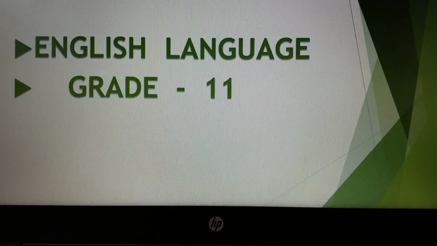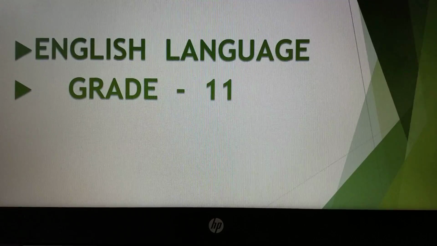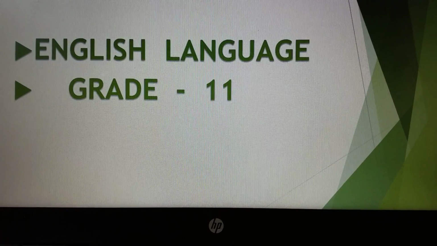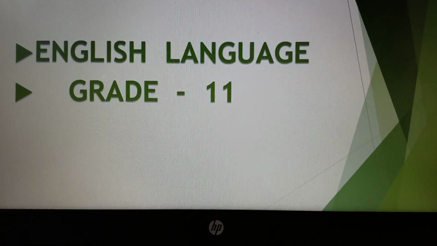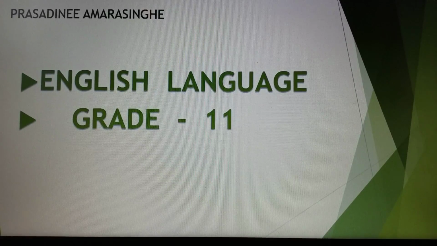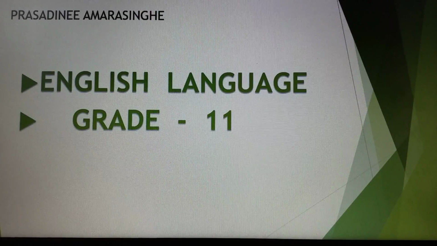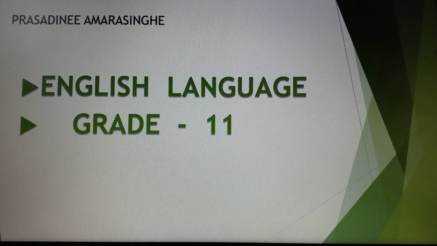My dear children, in our previous lesson, we discussed how to use capital letters in written English language. Today, we are going to discuss some more examples of using capital letters in written English language. Look at the following examples.